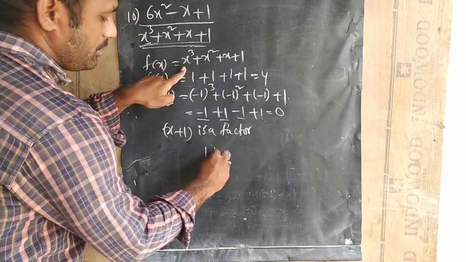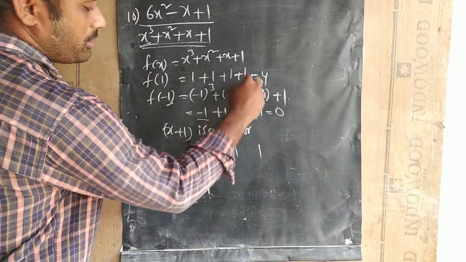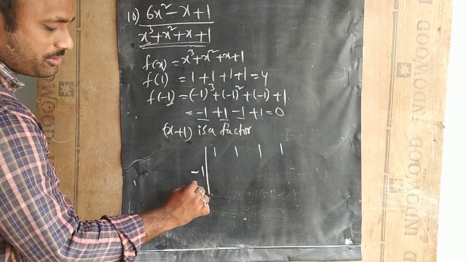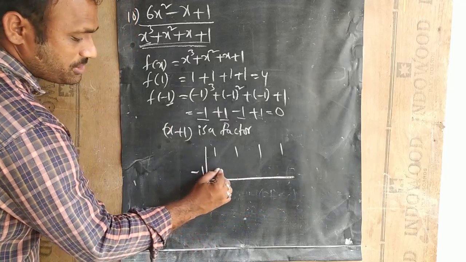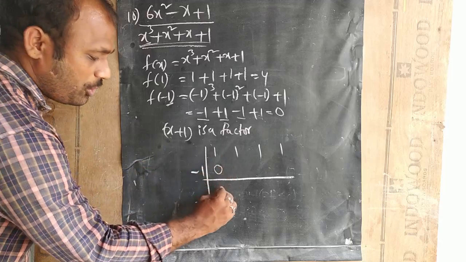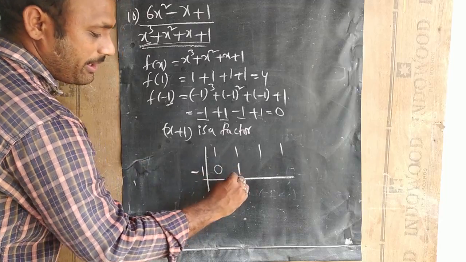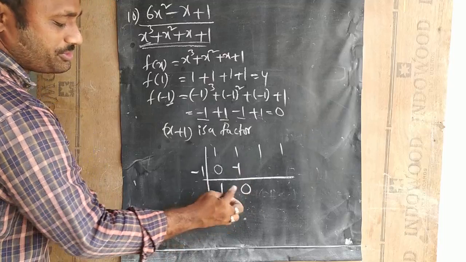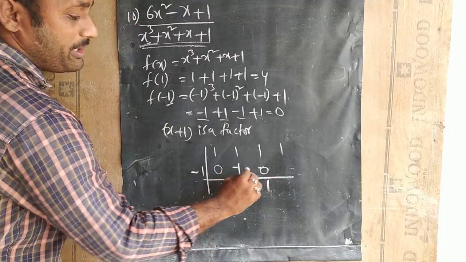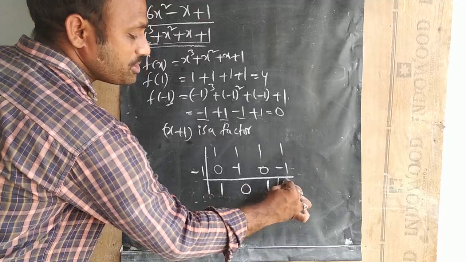Here 1, nothing is there, 1. The x square coefficient is also plus 1. The x coefficient is 1. The constant term is 1. Since we got 0 for minus 1, let us write minus 1 here. First we need to write 0 here. In synthetic division, we first write 0. 1 plus 0, how much? 1. Multiply these two. Minus 1 into plus 1 will be minus 1. Minus 1 plus 1, 0. 0 into minus 1, 0. 1 plus 0, 1. 1 into minus 1, minus 1. So lastly we get 1 minus 1, 0.